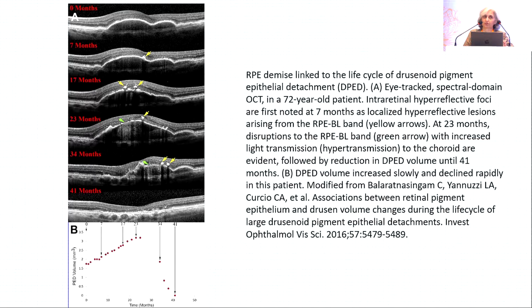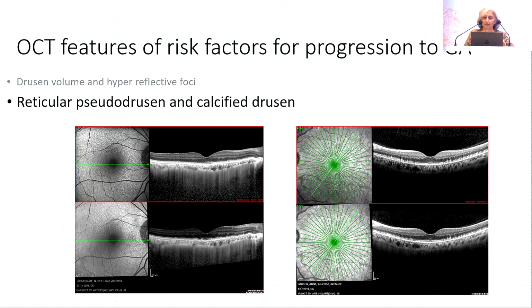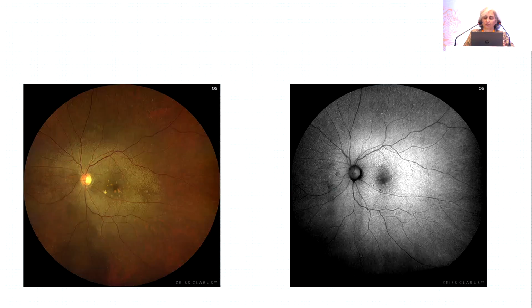And I think most of us would have seen these in our cases, a large pigment epithelial detachment developing hyperreflective dots on the surface. Over a period of time, you see the content changes and ends up as atrophy. Usually it takes about 4 years. Other known risk factors are reticular drusen, pseudodrusen, and calcified drusen, best picked up on fundus autofluorescence and near-infrared imaging.